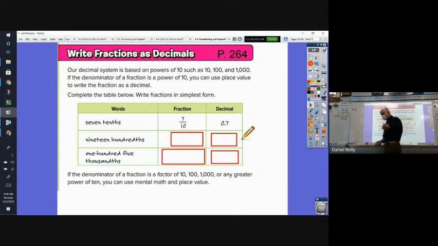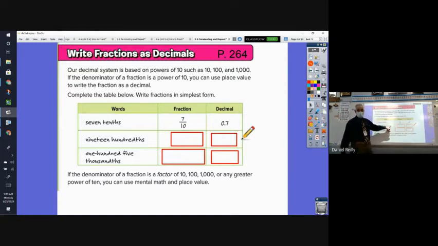Okay, decimals are tenths. Factors of 10. There's the tenths, there's hundredths, there's thousandths, and of course you can keep going. So if you have a fraction that's already in tenths or hundredths or thousandths, you can just rewrite it as a decimal. 7/10 as a fraction looks like this, and as a decimal is 0.7.